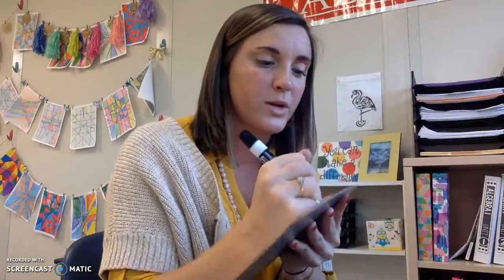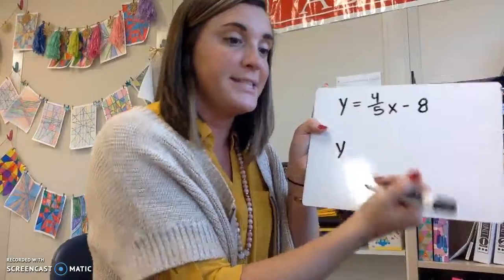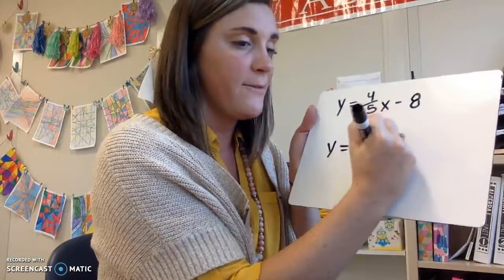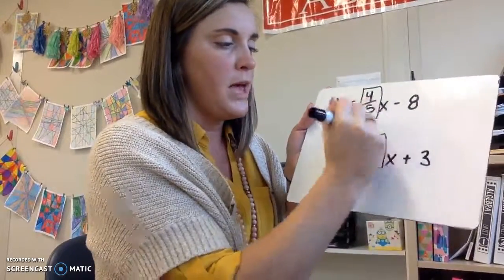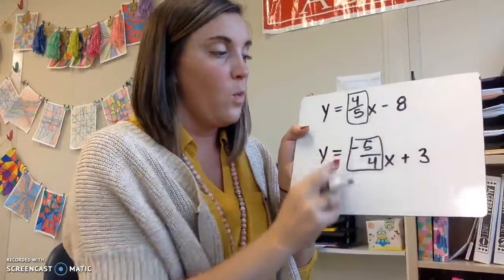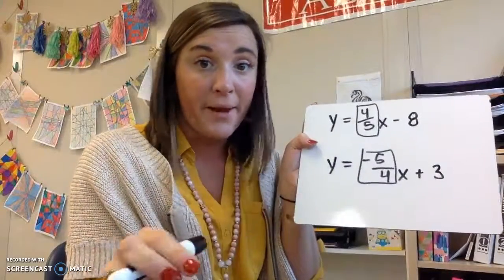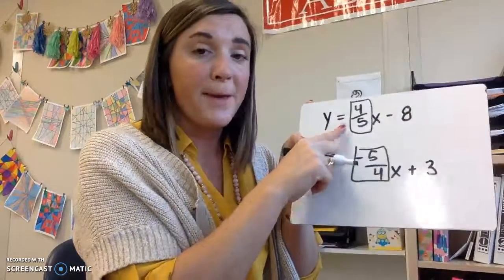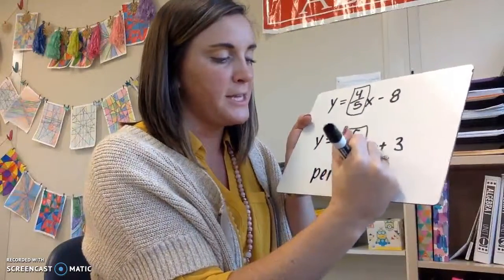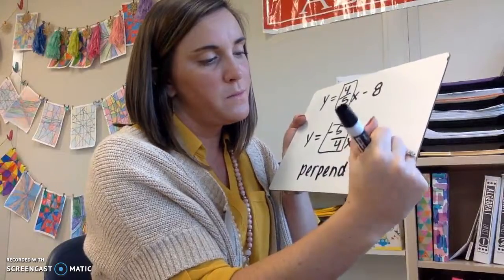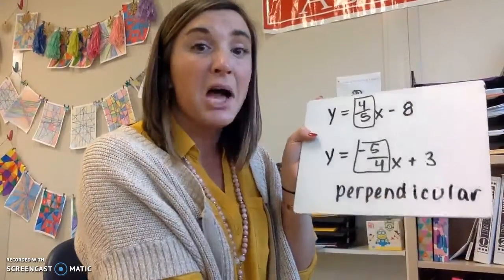Going across to number 10, both of our equations are once again given to us in slope-intercept form, which is really nice of them. So I've got y equals 4 over 5x minus 8, and y equals negative 5 over 4x plus 3. So here's my slope, and each of them boxed in. One's positive and one's negative, so I know they're not parallel. 4 over 5, if you flip it, you get 5 over 4, so this is your example of perpendicular. Opposite reciprocals.